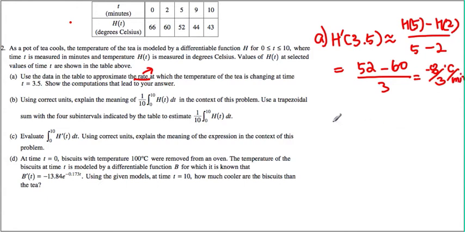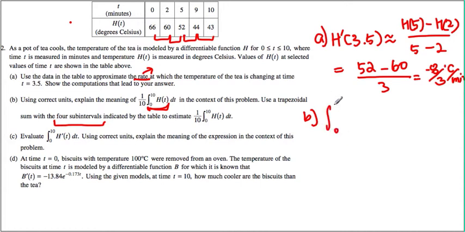All right, let us try to answer B. Using the correct unit, we definitely have to put down the units, otherwise we may lose a point. And we need to explain the meaning of this expression in the context of the problem. In this case, this basically represents the average value formula. But in order for us to approximate this area using the trapezoidal rule, given the 4 subintervals, this becomes the first trapezoid, this becomes second, third, and fourth. So let us try to approximate that first using the trapezoidal rule.